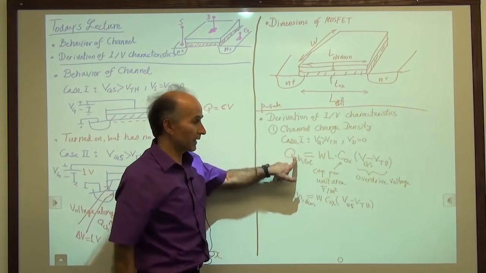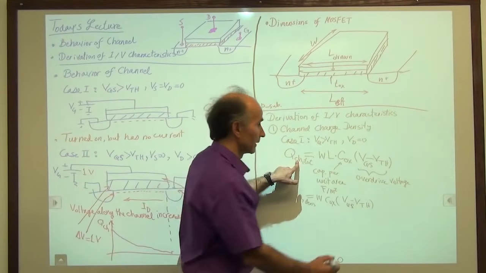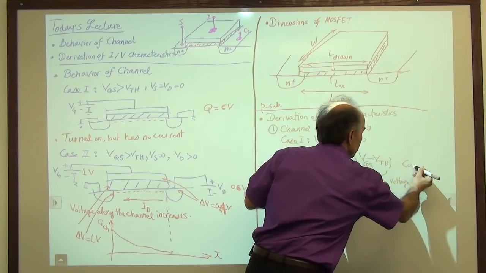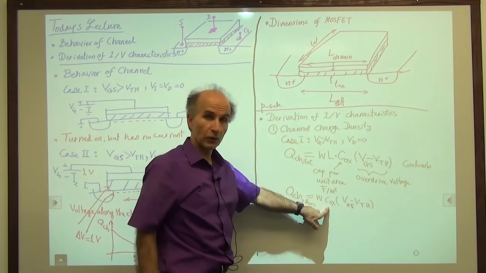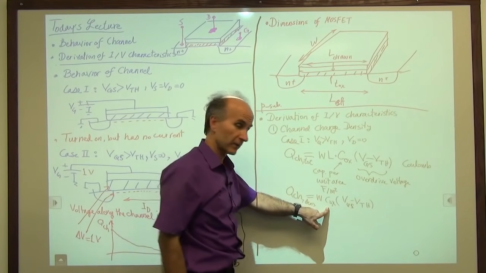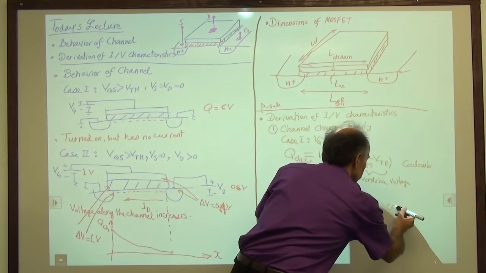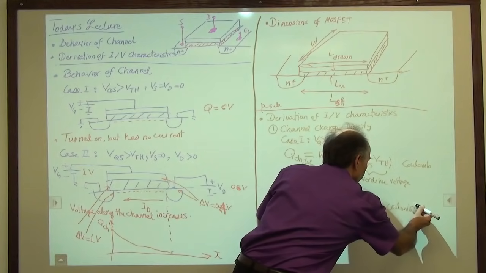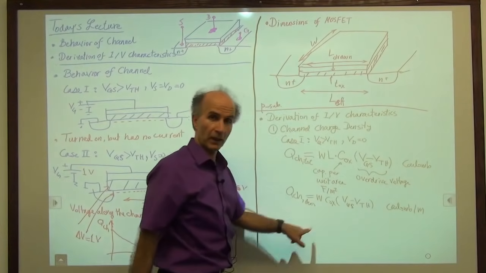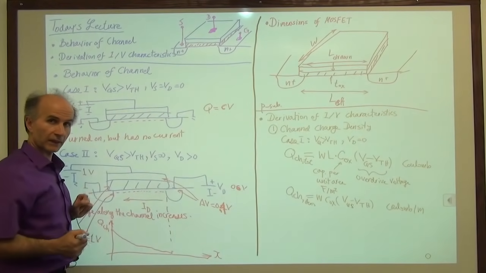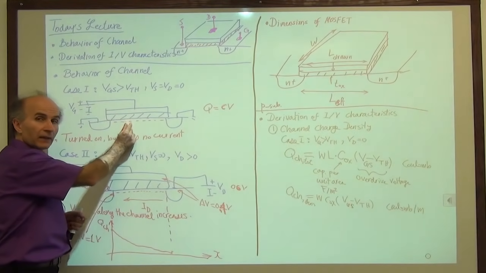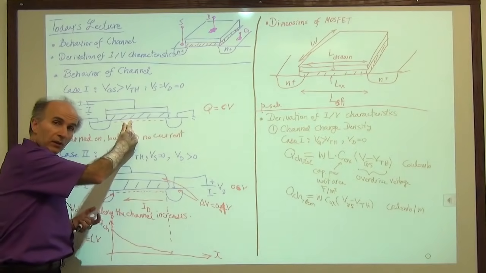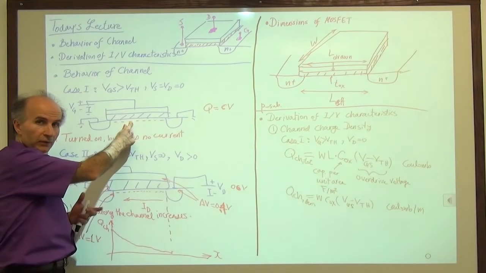So in other words, if this had a unit of Coulomb, this would be a unit of Coulomb per meter, because we divided by the length of the device. It just tells me how much charge I have per unit length. Your unit length could be 1 micron, could be 1 angstrom, could be 1 nanometer, whatever you like.